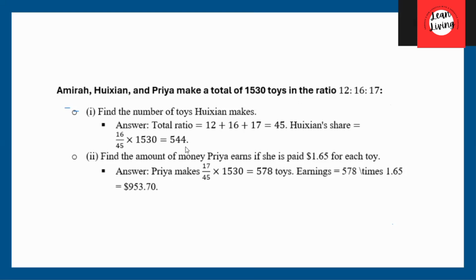Now they are saying in the question, find the amount of money Priya earns if she is paid $1.65 for each toy. How will I get to know how much Priya is earning? So what we need to do is first find out the number of toys in this case. The ratio for Priya was 17. The total was how much? 45 as usual. Multiplied by 1530, I get the number of toys here. And then I will be multiplying this number of toys with the amount for each toy. That was 1.65. I get this answer.